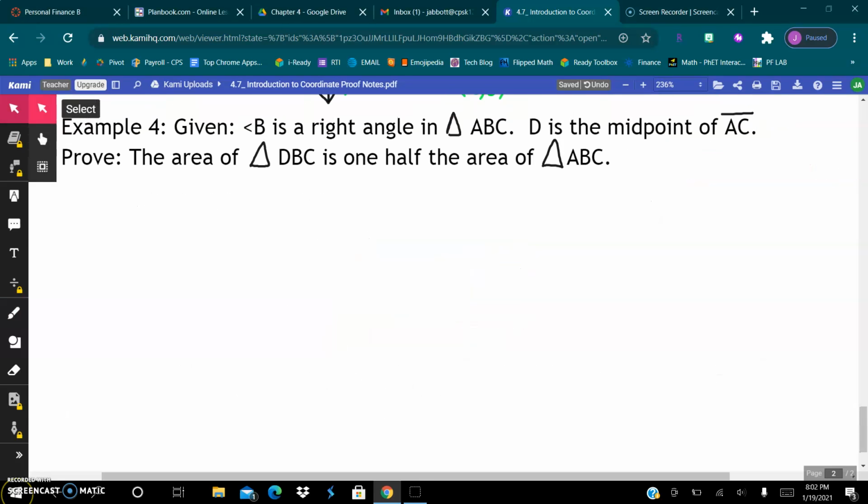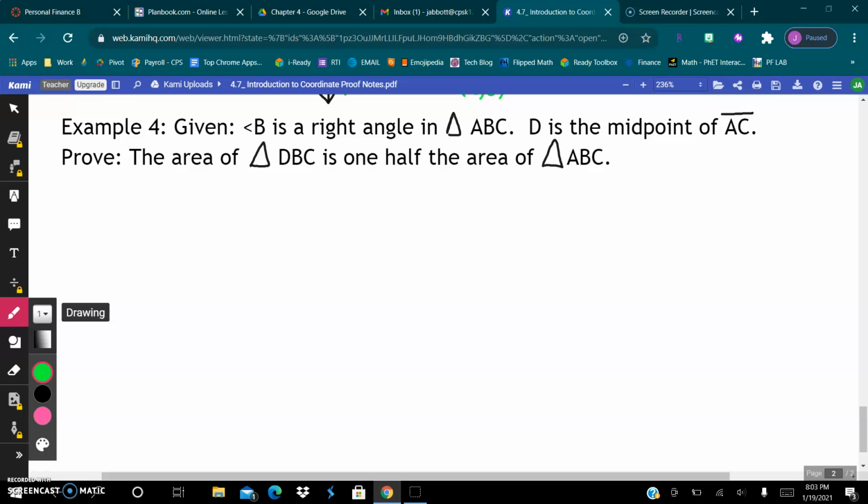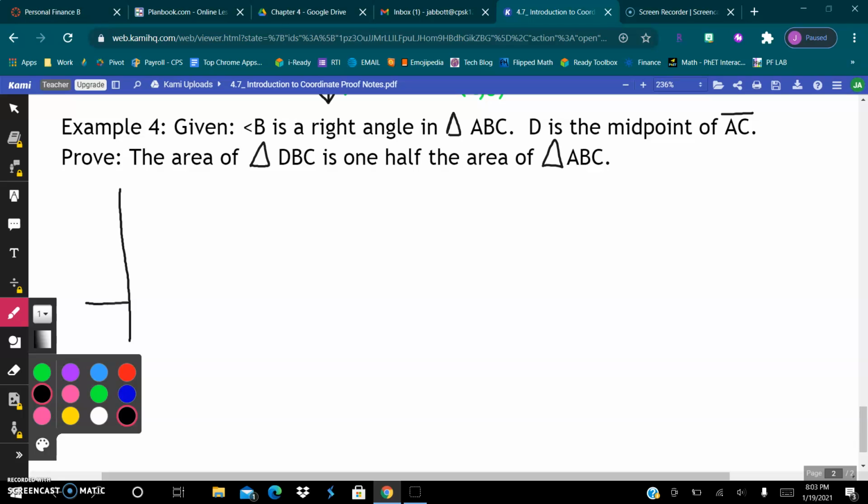And our last example here, it says that we're given angle B is a right angle in triangle ABC, and D is the midpoint of AC. And there's not a picture given to us, so we are going to draw this out. And again, if it's a right angle, I'm going to use that origin as the point of the right angle. And angle B, so that would be B, and we can call this A and this C.